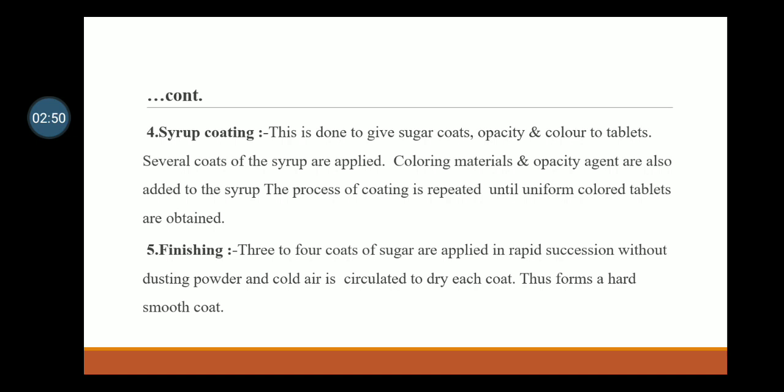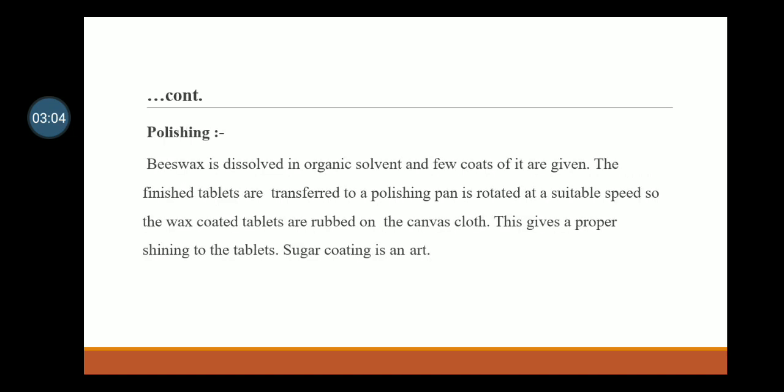Fifth, finishing. Three to four coats of sugar are applied in rapid succession without dusting powder, and cold air is circulated to dry each coat. This forms a hard, smooth coat. Sixth, polishing. Beeswax is dissolved in an organic solvent and a few coats of it are given. The finished tablets are transferred to a polishing pan rotated at a suitable speed, so the wax coated tablets are rubbed on the canvas cloth. This gives a proper shining to the tablets. Sugar coating is an art.